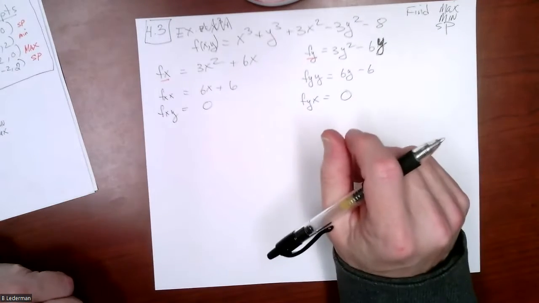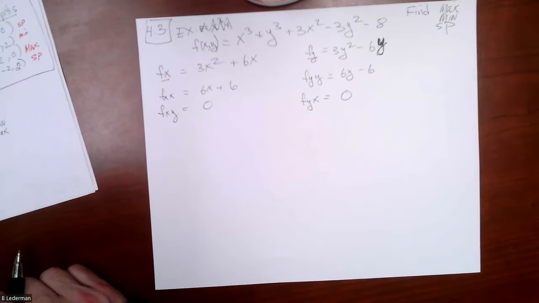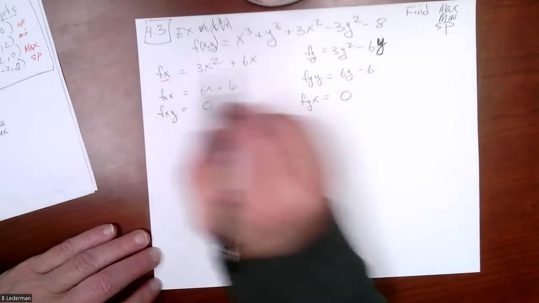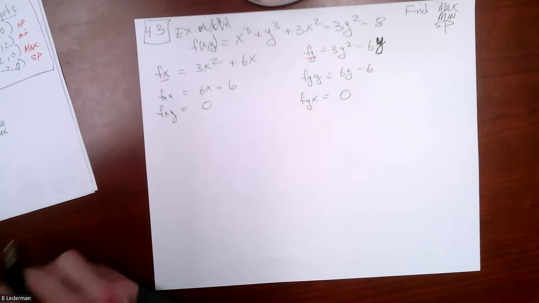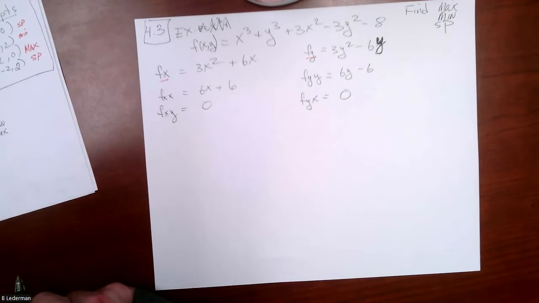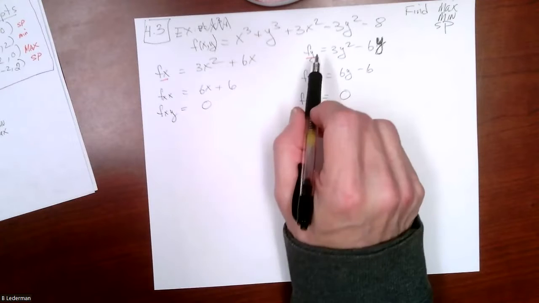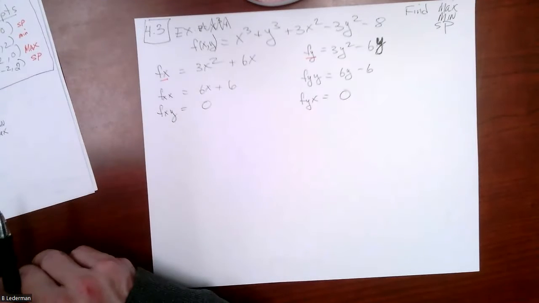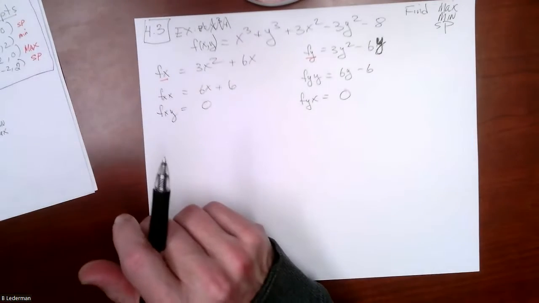Okay, what I want to do now is find all the critical points. If you remember, the critical points are all the points where fx and fy are either equal to 0 or undefined. These guys are never undefined, because fx and fy are basically just polynomials. So I want to find when they're equal to 0, and I need both of them to be equal to 0.